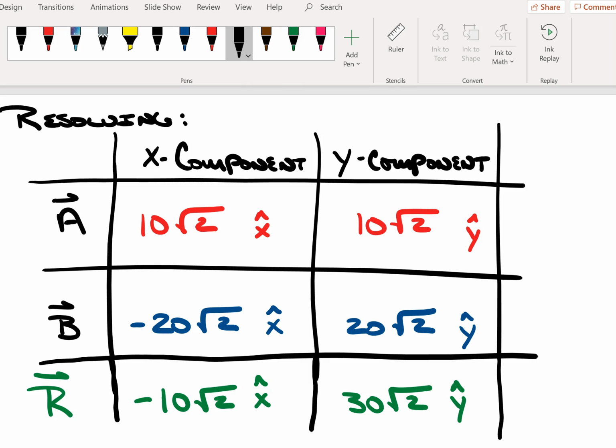And that is through the relationship of the Pythagorean theorem. However, once we resolve into components, we can add the corresponding components linearly. All x components add together, all y components add together.